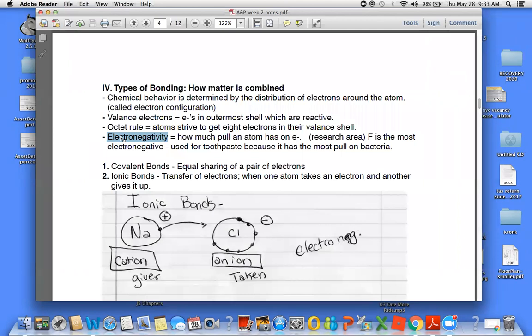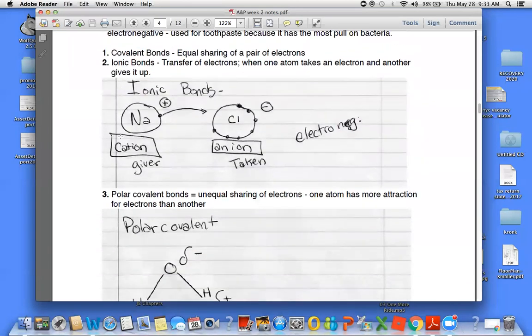Fluoride is the most electronegative element on figure 2.2 of your text. The more up and to the right you go on the periodic table, the more electronegative it gets. And electronegativity is complex. There's a lot of reasons for it, but the most important reason is the atom nucleus has a lot of pull on the electrons. And that brings us to polar covalent bonds, an unequal sharing of electrons.